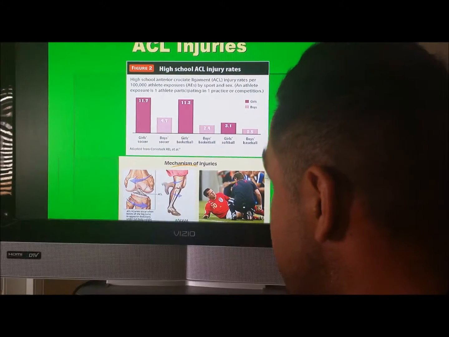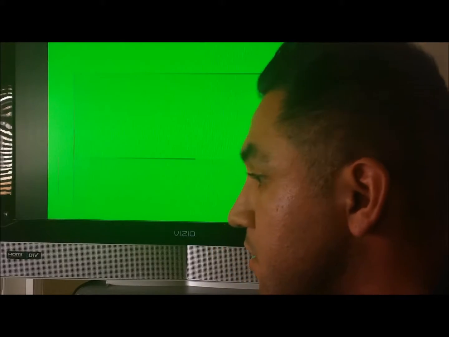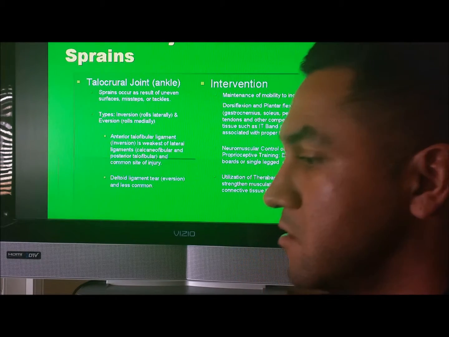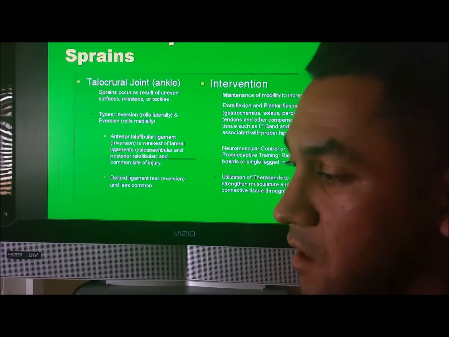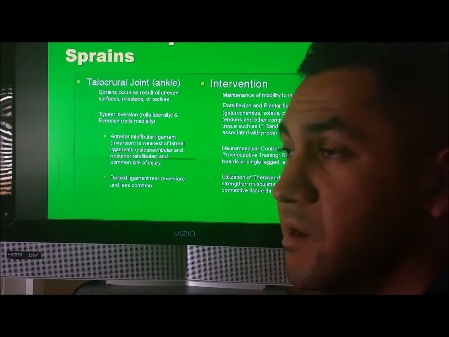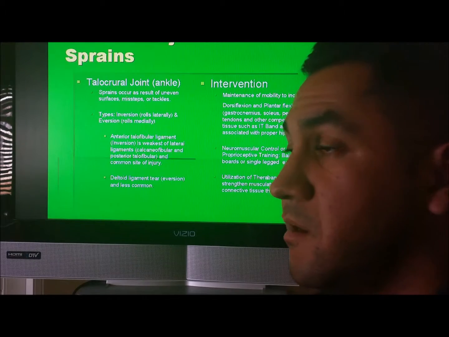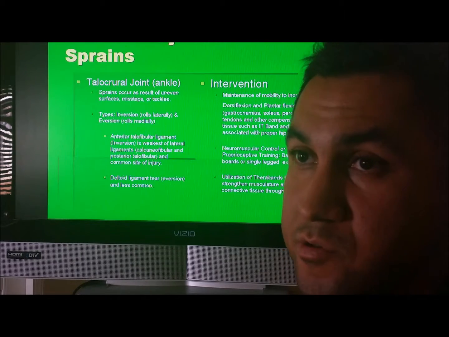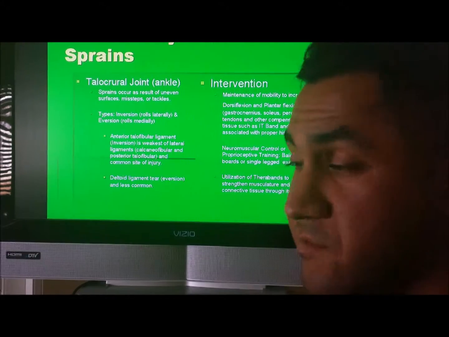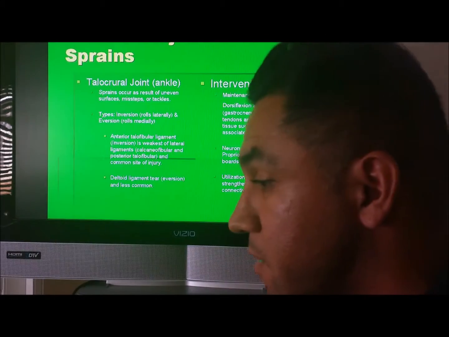And here you can see the mechanism of injury. At the ankle joint, so the talocrural joint, sprains occur due to uneven surfaces, missteps, tackles. Especially in soccer, we go from a turf field to a grass field, so the girls are not used to playing on a solid surface rather than uneven surfaces, so there are a lot of issues that do come up.